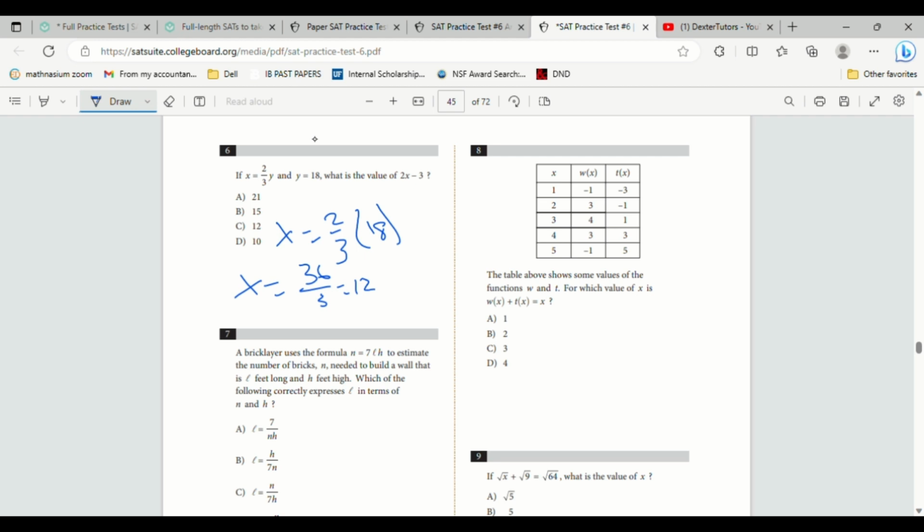Now we'll plug in 12 into our expression that they ask us for the value of. So 2 times 12 minus 3 is 24 minus 3, which is 21. So number 6 is A.